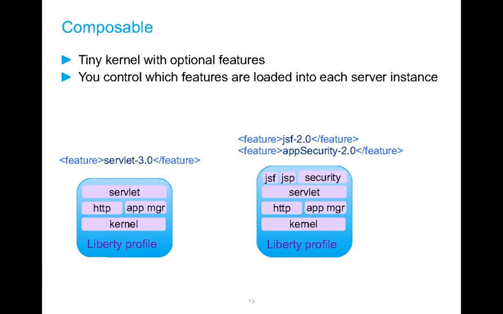That also means the features that are needed. There may be features like JSF, for example, that would need JSP, and JSP would need the servlet container to be there. It will automatically determine the features that are needed for whichever feature you want. If you say JSF, it will also load the features that are needed for JSF to work. So basically, you control which features are loaded.